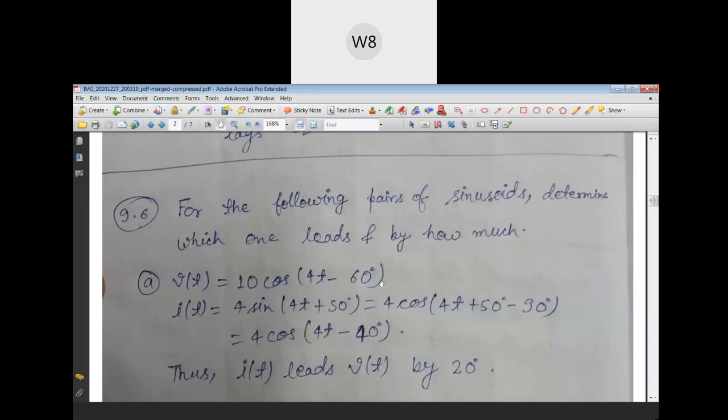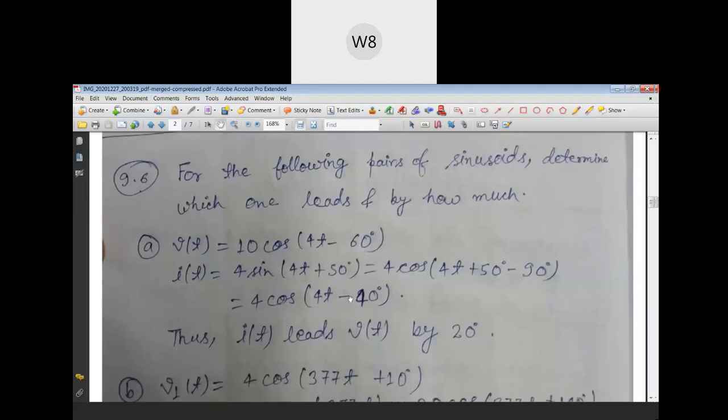So actually phase means the entire argument of the sine function or cosine function. So the phase of VT is not minus 60 degrees, rather it is 40 minus 60 degrees. Similarly, the phase of IT is also 40 minus 40 degrees. Since 40 is common to both quantities, typically we do not say that phase is 40 minus, we simply say that phase is minus 60 or minus 40. So here we have to actually find the difference between the phases of these two quantities to find what is the lead or lag and by how much.